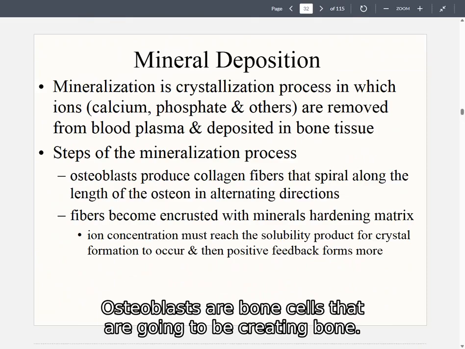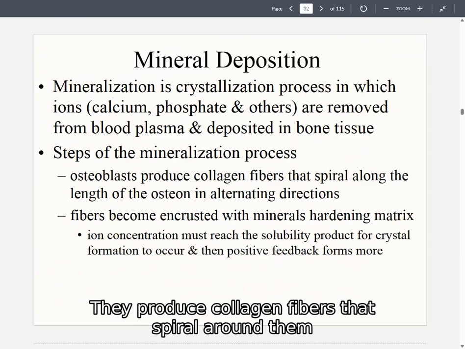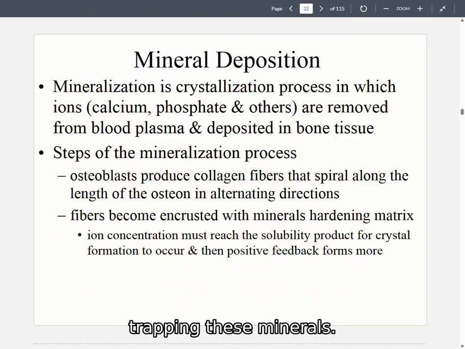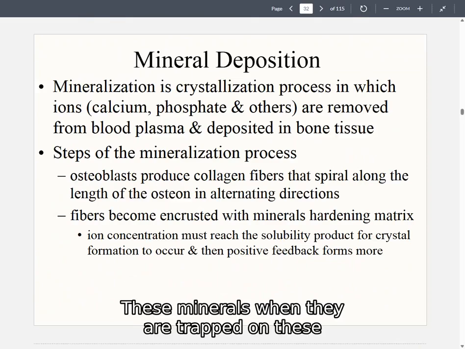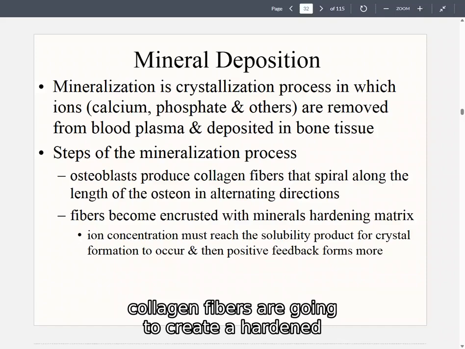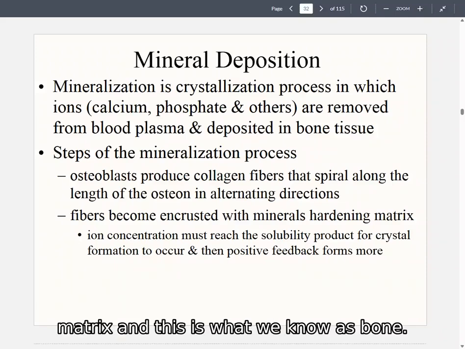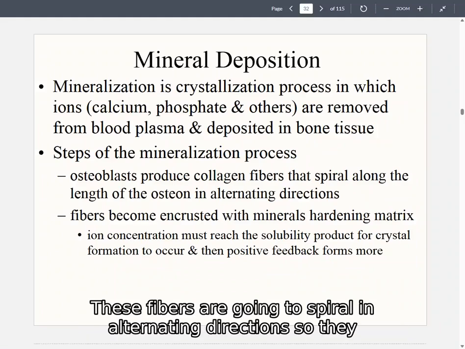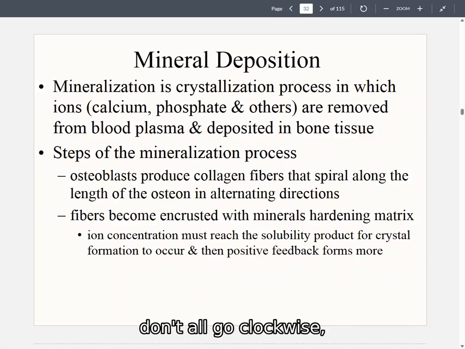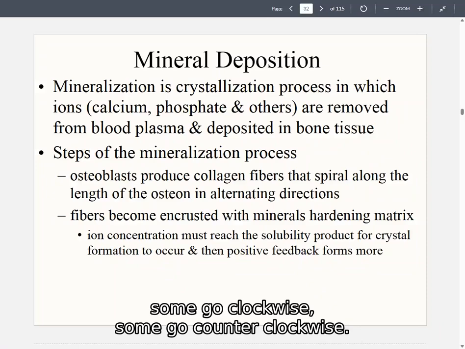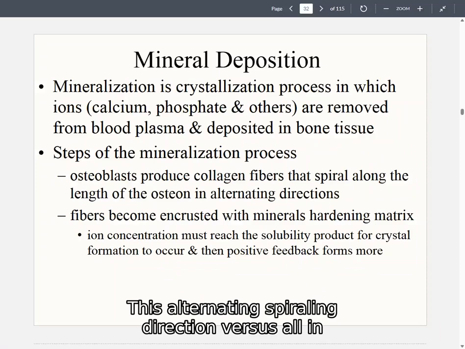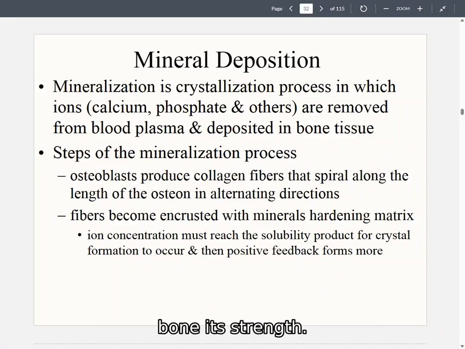Osteoblasts are our bone cells that are going to be creating bone. They produce collagen fibers that spiral around them, trapping these minerals. These minerals, when they're trapped on these collagen fibers, are going to create a hardened matrix, and this is what we know as bone. These fibers are going to spiral in alternating directions, so they don't all go clockwise. Some go clockwise, some go counterclockwise.